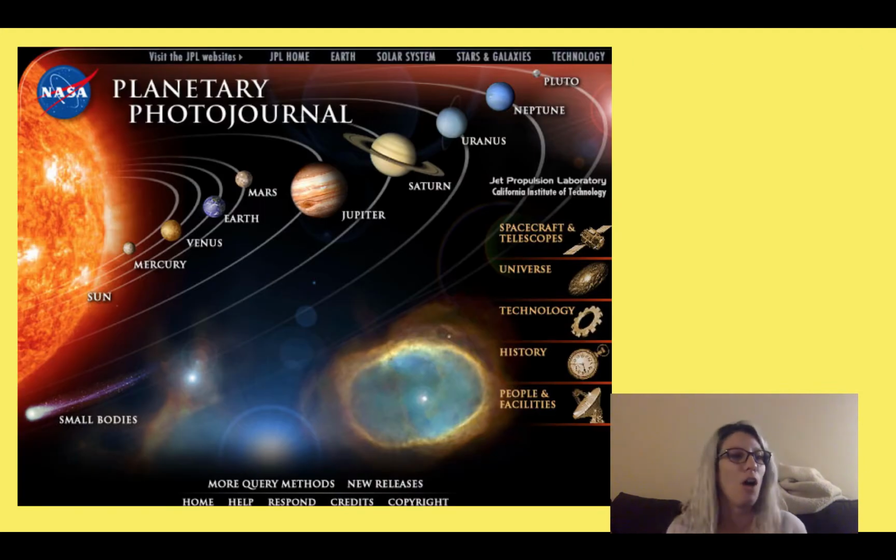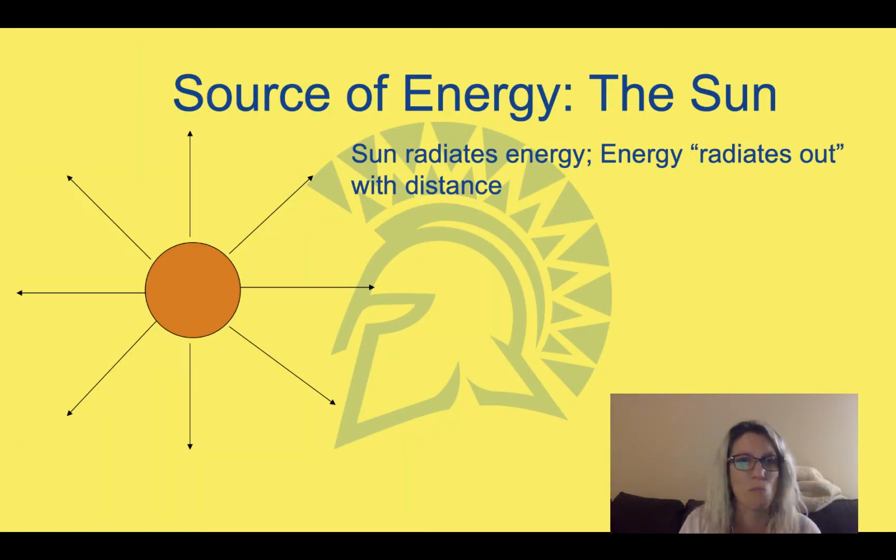Okay, so first of all, which planet is closer to the sun? You can see from this depiction of our solar system that Venus is right here and Earth is a little bit further away from the sun right here. So we can deduce from this that Venus is going to receive more sunlight.